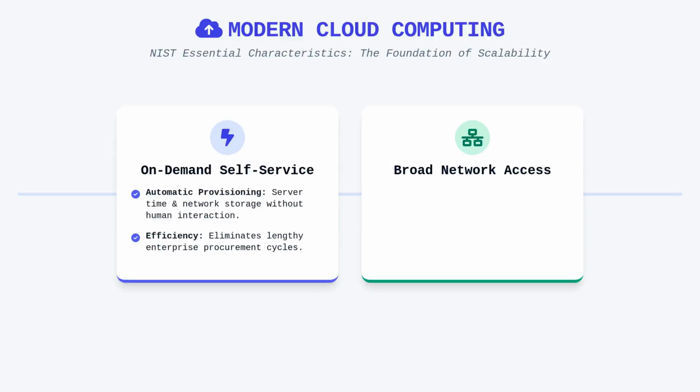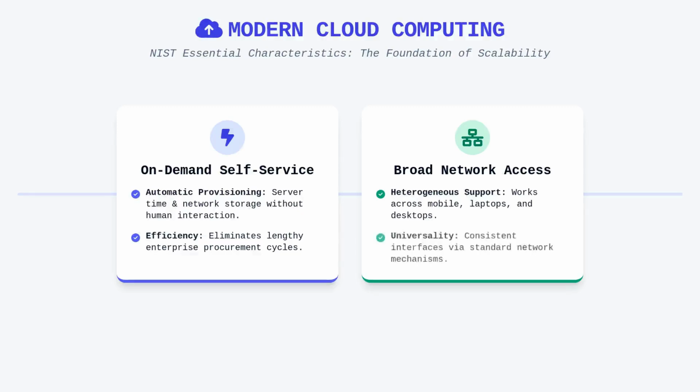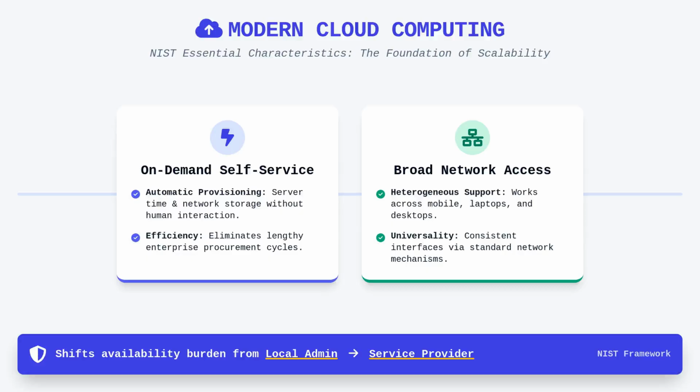Closely related to this is broad network access, ensuring that these capabilities are available over the network and accessed through standard mechanisms that promote use by heterogeneous thin or thick client platforms. Whether you're using a mobile phone, a laptop, or a desktop, the interface remains consistent and accessible. This universality is what transforms isolated workloads into interconnected, accessible services. Without these two pillars, the promise of the cloud would remain stuck in the architectural constraints of the past. It shifts the burden of availability from the local administrator to the service provider's infrastructure.